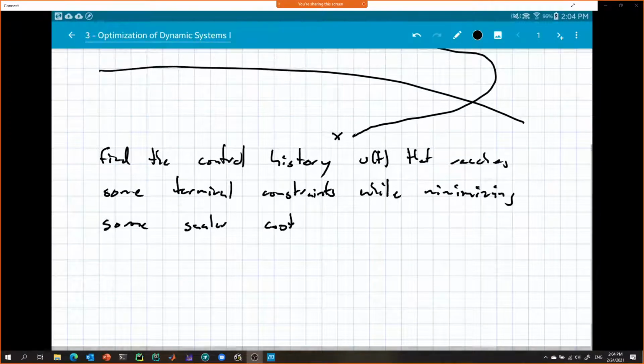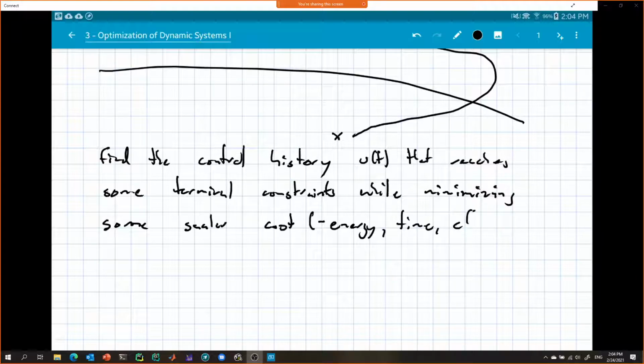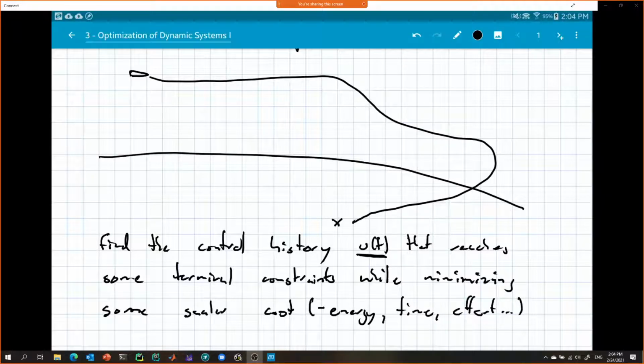And this cost could be like a negative energy, it can be time, it could be a control effort, it can be anything. But the thing is that this control is continuous. So it's a function U of t. At any infinitesimally small t, we want a control.